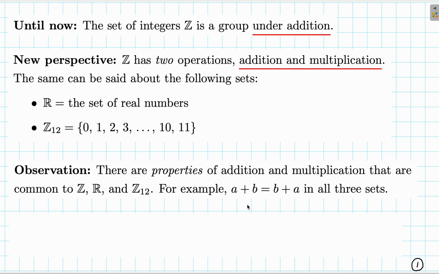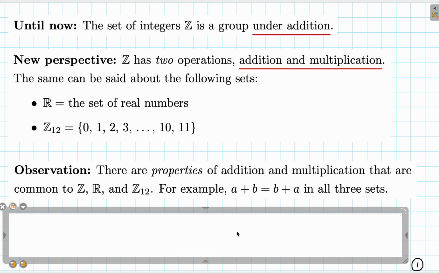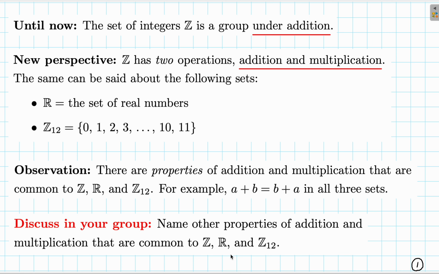We make the following observation. There are various properties of addition and multiplication that are common to the integers Z, the real numbers R, and Z12. For example, in all three sets, we have a plus b equals b plus a, so addition is commutative in all three of those sets. So, as our first task, please pause the video and see if you can name other properties of addition and multiplication that are common to those three sets.